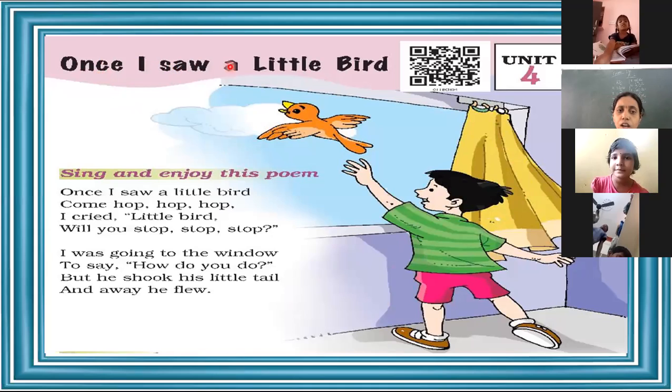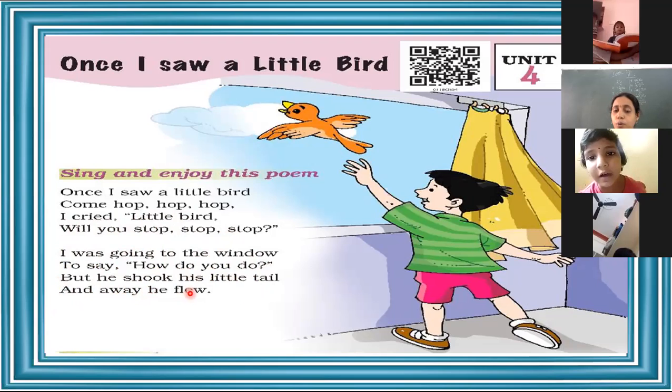Once I saw a little bird. Let me repeat the heading once again. Once I saw a little bird. Children, sing and enjoy this poem. Once I saw a little bird, come hop, hop, hop. I cried, little bird, will you stop, stop, stop? I was going to the window to say, how do you do? But he shook his little tail and away he flew.